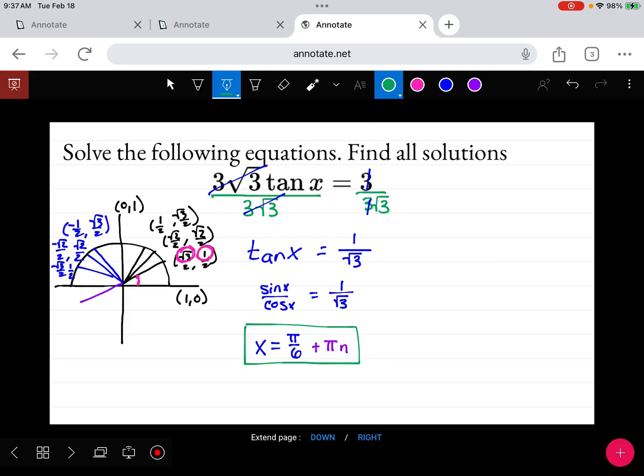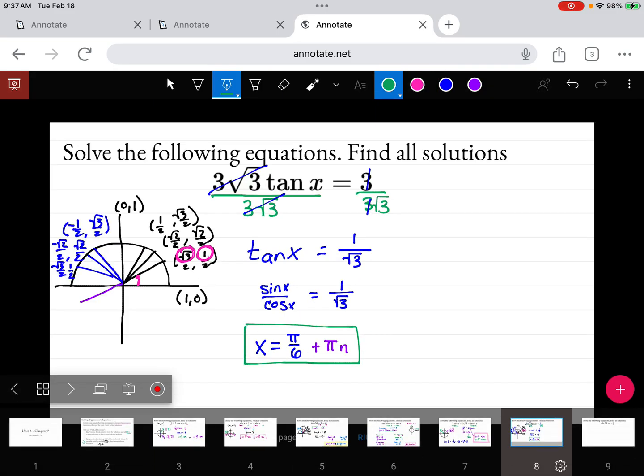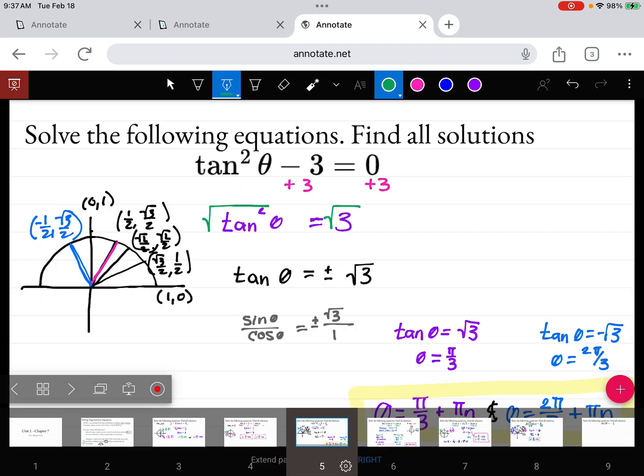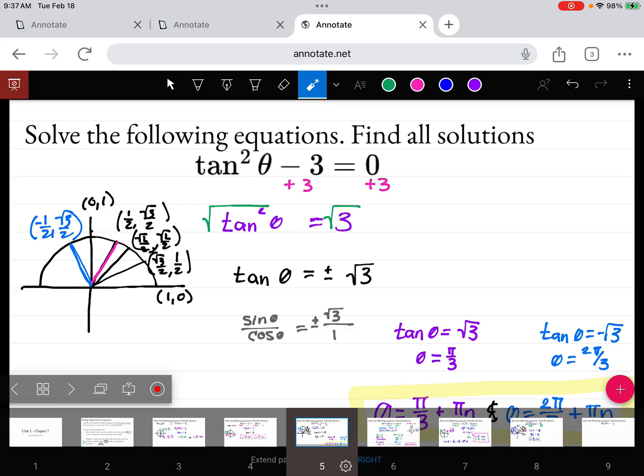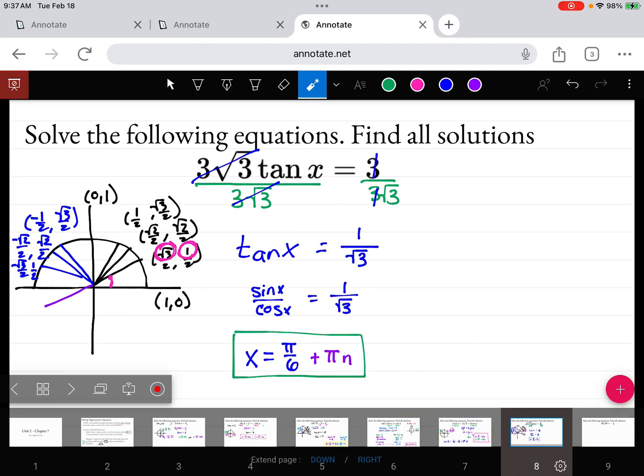The only reason our tangent had 2 answers on the last one is because we had that squared, where we had our plus or minus, where we needed our positive square root of 3 and our negative square root of 3. So that one had 2 answers in here. Since this one was not squared, we don't have a positive and a negative. That's why this one only has 1.